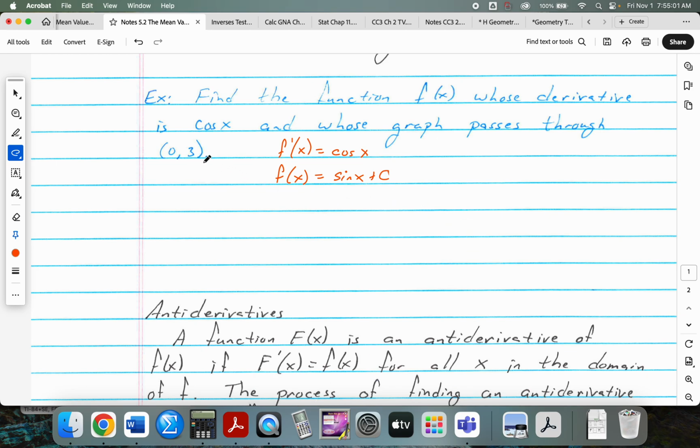And then it says it goes through the point 0, 3. Well, that means that f of x is 3 when x is 0. So in this case, and in a lot of cases, but not all, by any stretch of the imagination, c comes out to be 3. So my function f is sine of x plus 3.